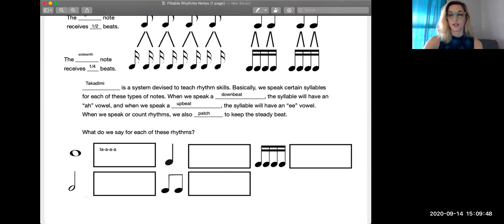So if we're counting, if we're patching, and I'll show you what patching is like. It's kind of hard to see from where I am. Let me stop sharing for a moment. So patching is what we do when we are counting rhythms or when we're speaking rhythms. So what you're going to do is go 1, 2, 3, 4. You can do that with one hand or with two. I'll probably just stick to one now that I've shown you what to do.